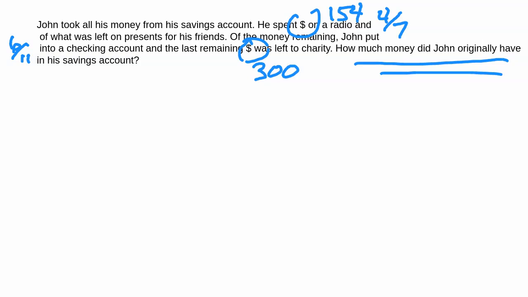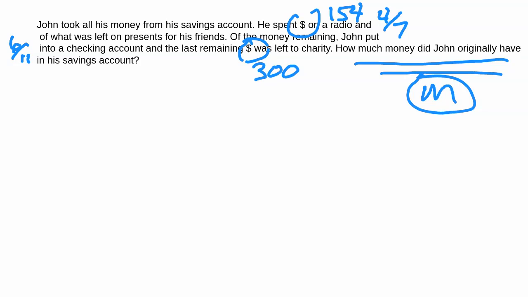Well, what we're going to do is let M be the total amount of money that he originally had. And remember, he took all of it out, so we're going to spend all this money. The first thing we're going to do is ask, what did John do? He took all the money out, that's M dollars, and he spent $154 on a radio. So the question is, what would be left?